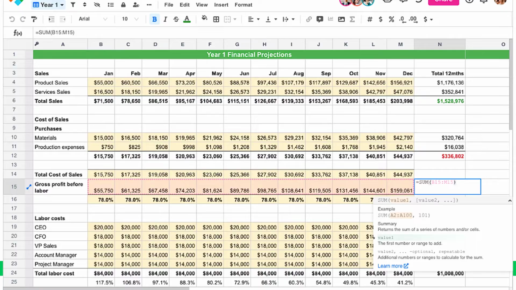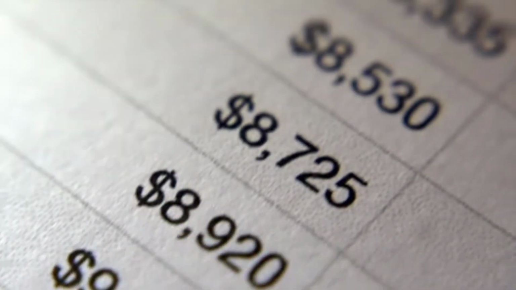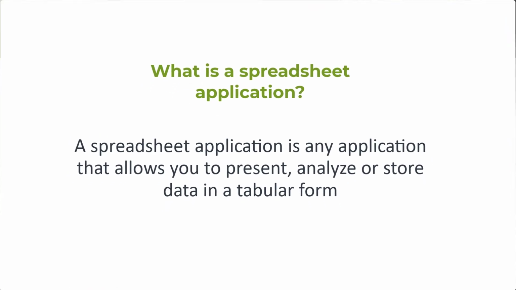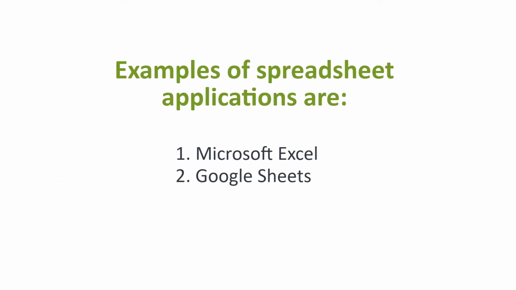But the definition for a spreadsheet application is any application that presents the data in the form of a table, and this can be for the purposes of analysis or for purposes of storage. And the two popular examples of spreadsheet applications that you come across are, one, Microsoft Excel, which we are learning in this course, and the second one is Google Sheets. These are the two most popular spreadsheet applications available that you are likely to come across.